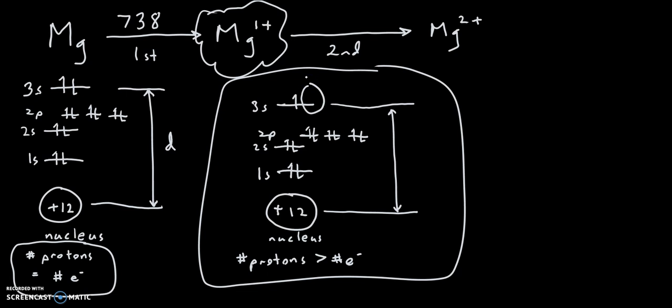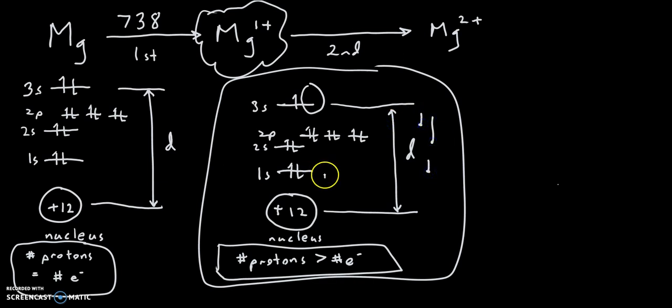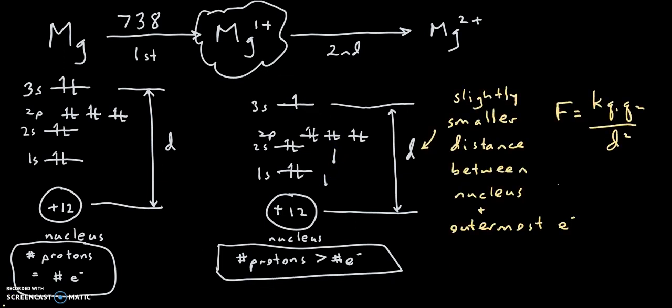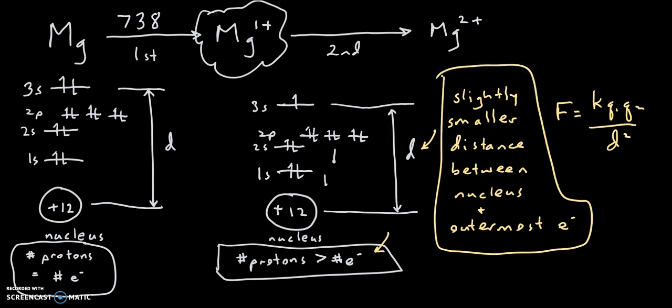And what occurs is that the distance between the nucleus and the outermost electron shrinks slightly because we now have more protons than we have electrons. So the overall attraction of the protons and the electrons is slightly stronger, which pulls all the energy levels a little bit closer down towards the nucleus. Again, because the number of protons is greater than the number of electrons, we now have a slightly smaller distance between the nucleus and the outermost electron, or 3s electron that remains. A smaller distance means the attractive force is going to be slightly greater.